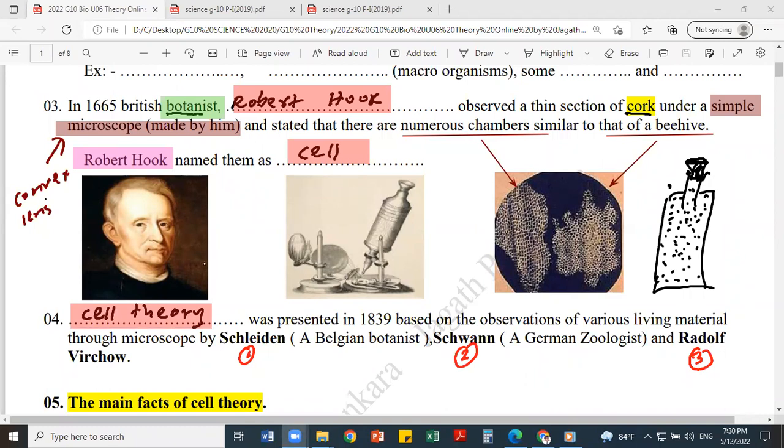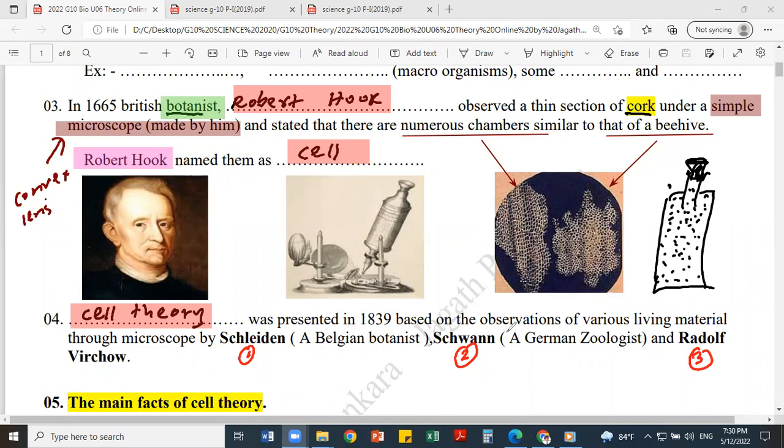After introducing the cell to the world, three other scientists, Schleiden, Schwann, and Virchow. No need to remember the spelling of these three names, they will never ask. Under the new syllabus, oral science papers don't ask for recalling the previous memory. That is like 1990s, 2000 level papers. Now mostly they ask analysis, evaluation, synthesis type questions in the paper, rather than just recalling the previous memory. Therefore, no need to remember the spelling of these three names.